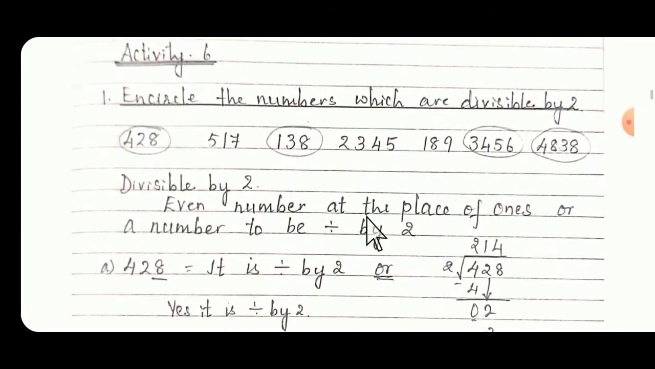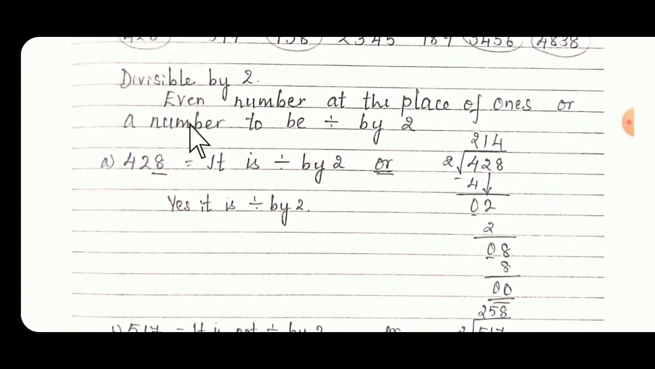Let us take the activity. Encircle the numbers which are divisible by 2. 428, 517, 138, 2345, 189. These are the numbers. See the ones digit 8, even number, that means it is yes. See the ones digit, 7. No, we don't have 7 in the table of 2. Then 8 again yes. Then 5 no. Then 9 no. See the ones digit, 6, it is yes. And 8 yes.